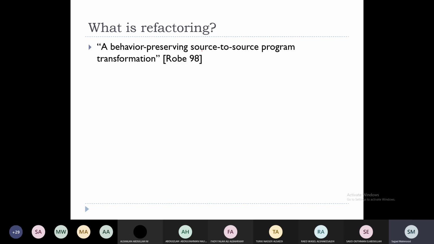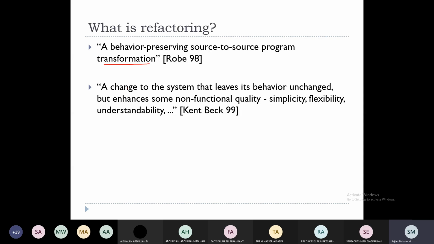So, for example, Rob, way back in 1998, said that it's a behavior-preserving source-to-source code program transformation. So he came up with this explanation. Ken, back in 1999 — if you notice, this is a time when refactoring was being coined and people were understanding that this needs to be done — said that it's a change to a system that leaves its behavior unchanged but enhances some of its non-functional qualities like flexibility, understandability, and the list goes on, right?